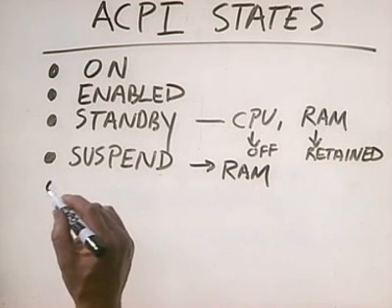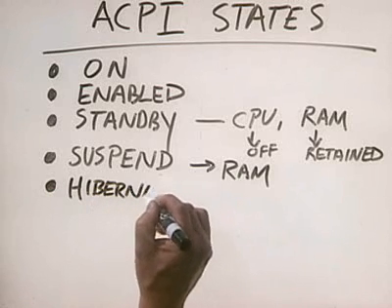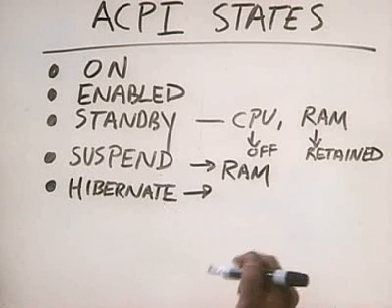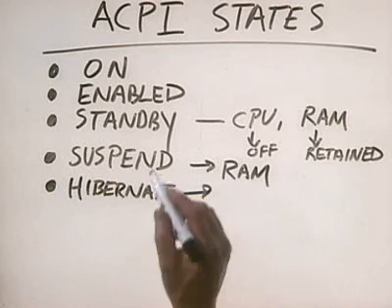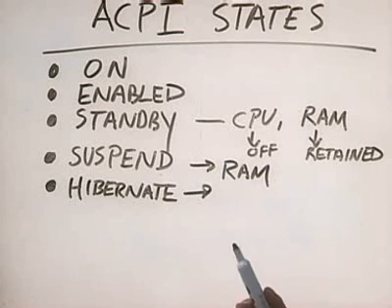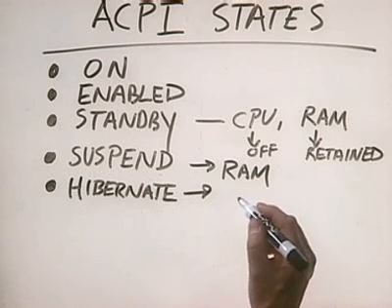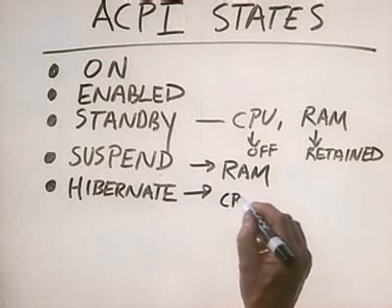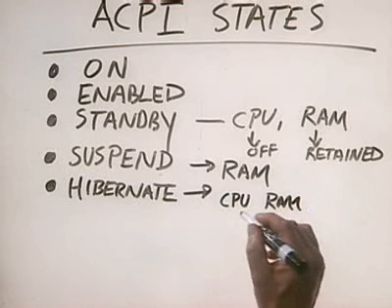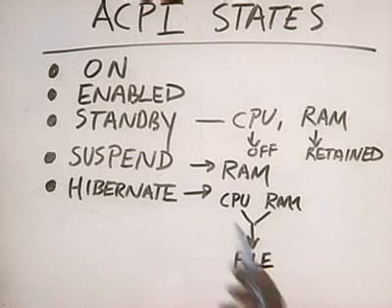The last ACPI state is called hibernate. Hibernate is really cool. What we do in hibernate is we shut off everything in the PC, kind of like with suspend. However, we shut off RAM as well. We want to be able to retain the contents, however, so during hibernate, before the system is shut off, the contents of the CPU registers, as well as the contents of RAM, are both written out to a file on the hard disk drive. The system is then shut off.